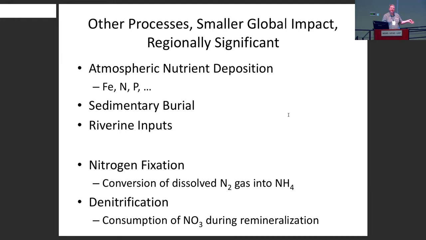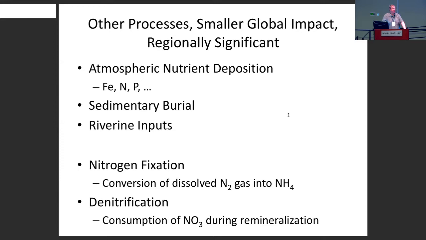There's also riverine inputs. When you're close to a river mouth, that can be a very large impact on the local distribution of these biogeochemical tracers in the ocean. Globally, not as much, but locally they can be significant.